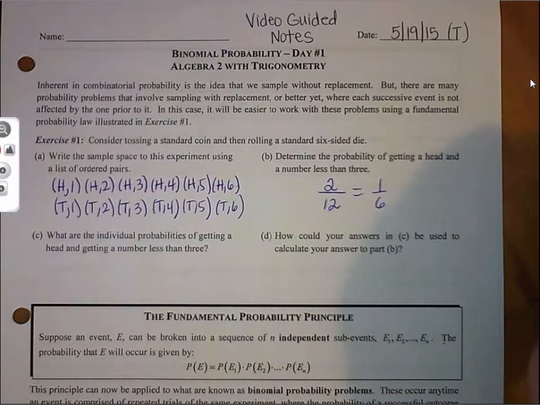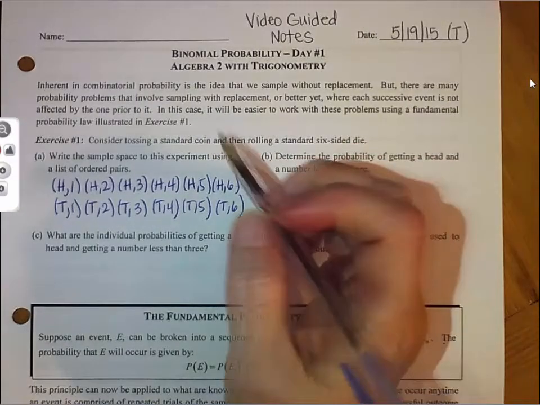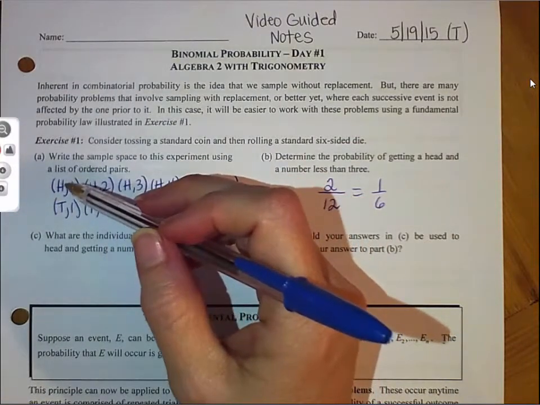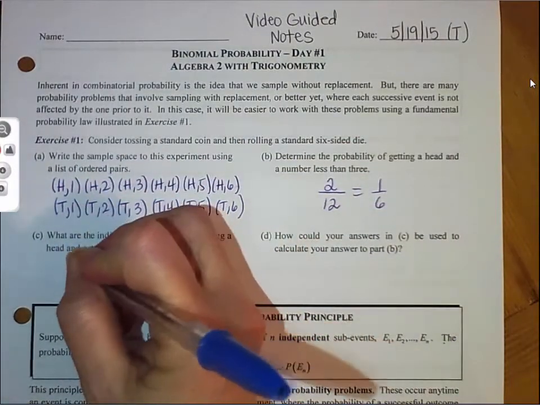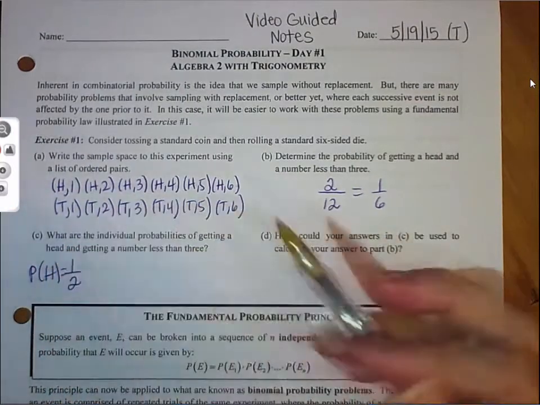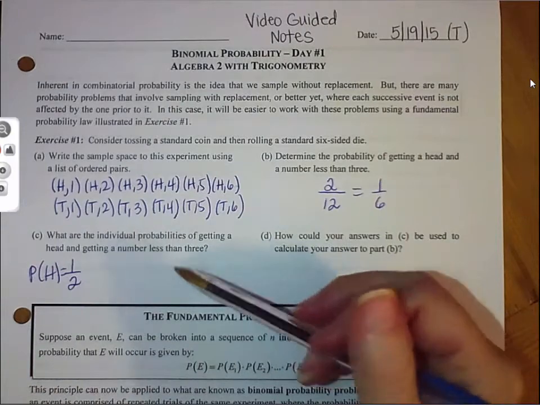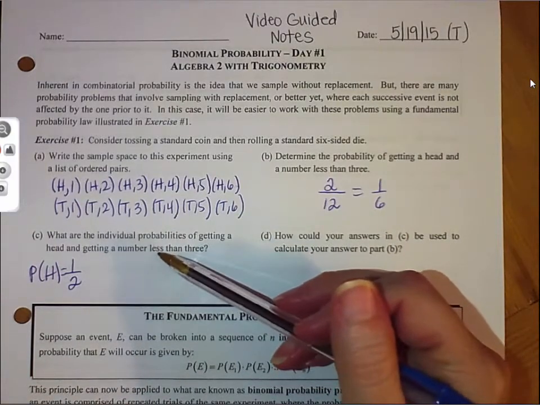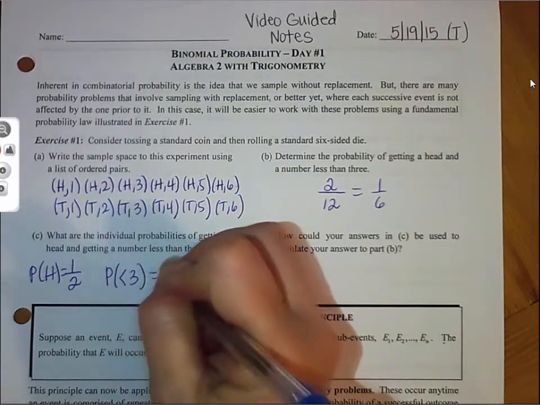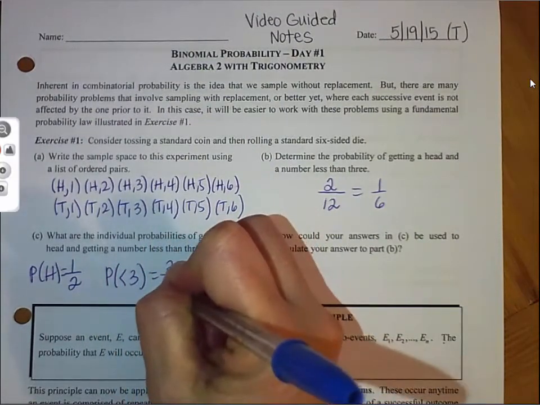For the next part, what are the individual probabilities of getting a head and getting a number less than 3? Well, in this case, in order for the coin to land heads up, that probability is 1/2. And the probability of getting a number less than 3 when I roll a die is 2 out of 6, or 1/3.